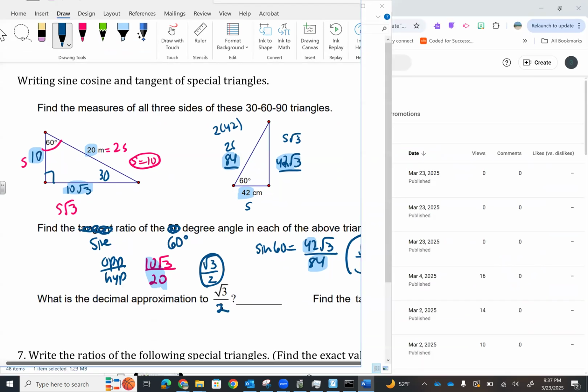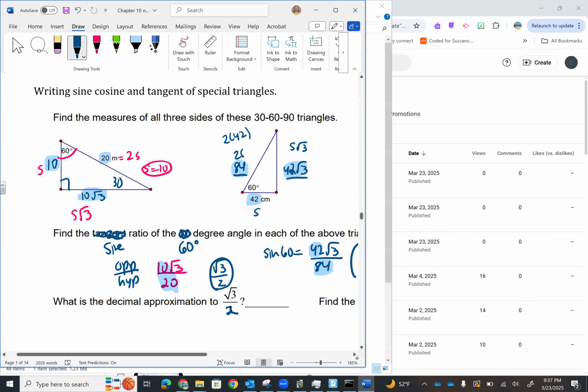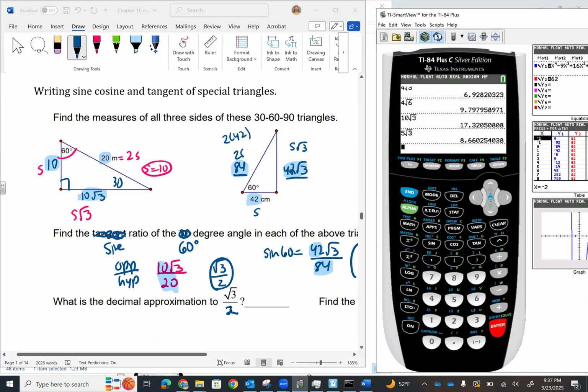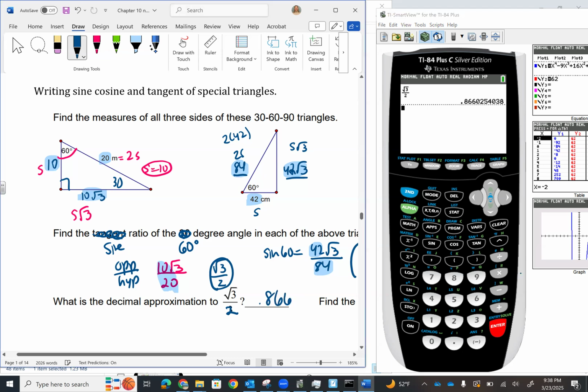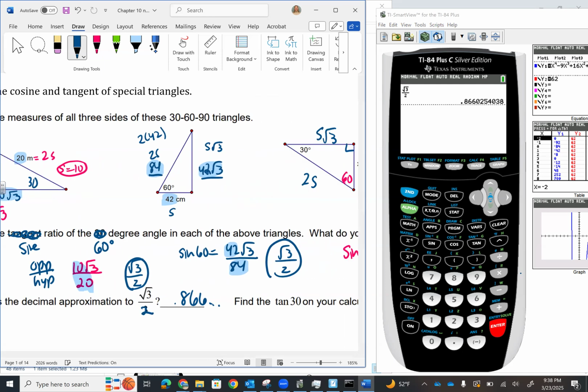Okay, let's do that. Let's see. I take out my calculator and I clear this out and I ask, what is the square root of 3 over 2? I'm going to get 0.866 dot, dot, dot.